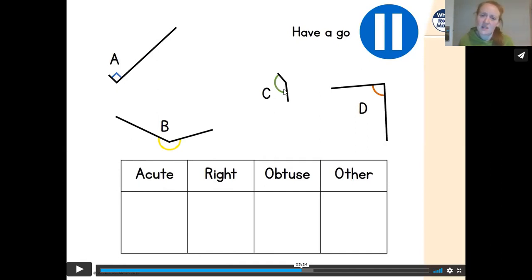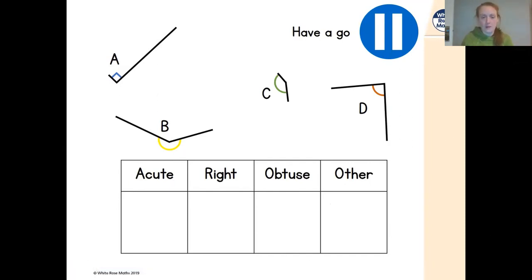Let's have a look at C. So I can see here, there's my angle on the inside of those 2 lines, which makes me think that that one, C, would be an obtuse angle. It is bigger, larger than a right angle. And then when I look at D here, it's like that one that was really close to being a right angle, but it's a little bit like that. So we know that that's an acute angle. Now, because B is on the outside of the shape, I'm going to say that that angle needs to go in other, because it's not on the inside of where the lines are, it's on the outside. Let's have a look.